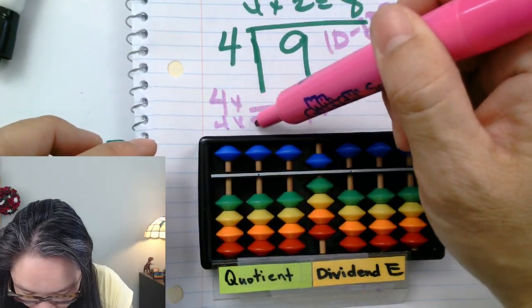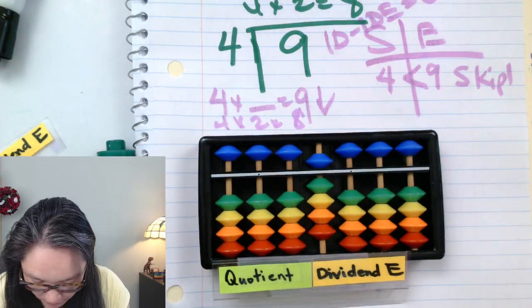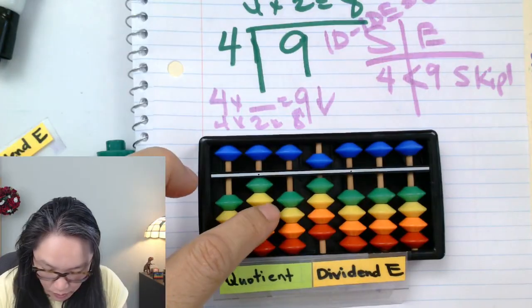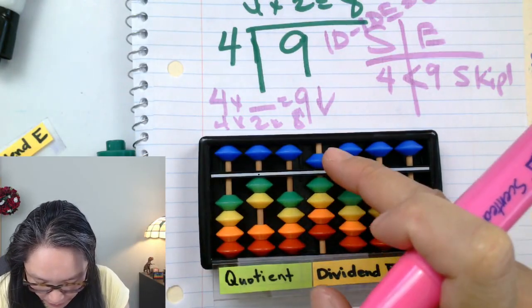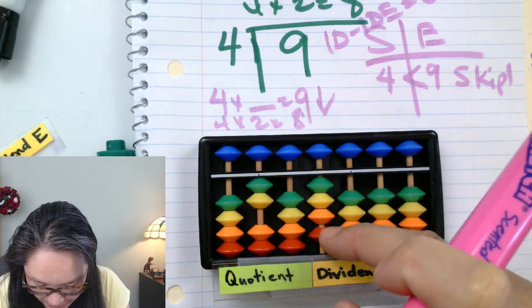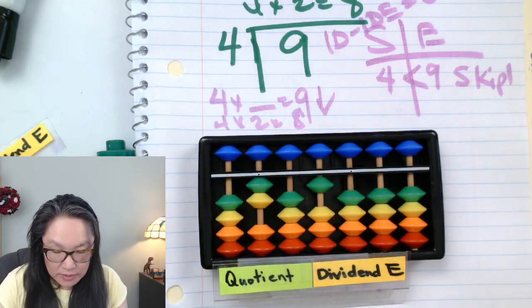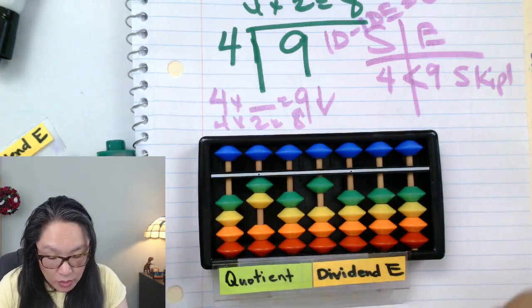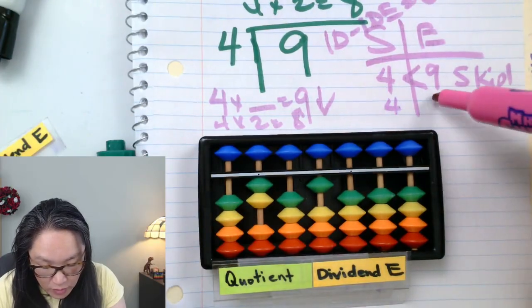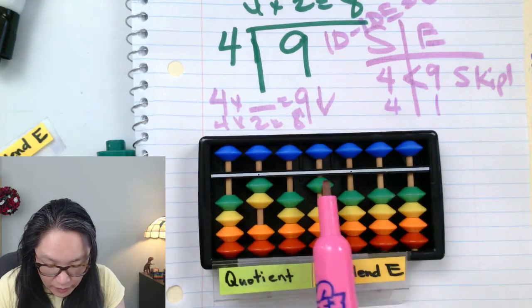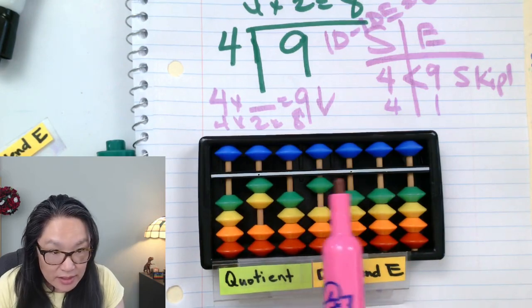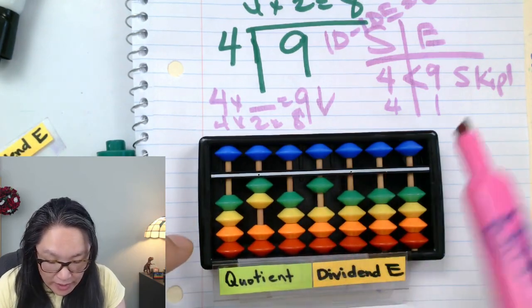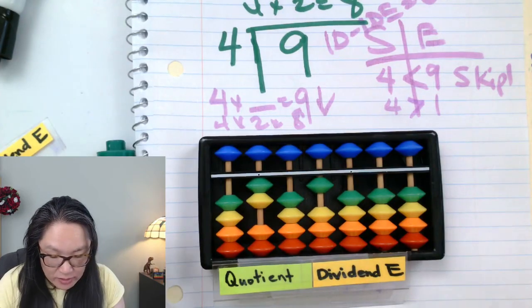4 times 2 is equal to 8. So 2 is my quotient. And I take away 8. Take away 5, 6, 7, 8. So then I have to compare again. Who is bigger, 4 or 1? Where do I get 1 from? 1 comes from this dividend. This dividend is what we track. So who's bigger? My divisor is bigger.